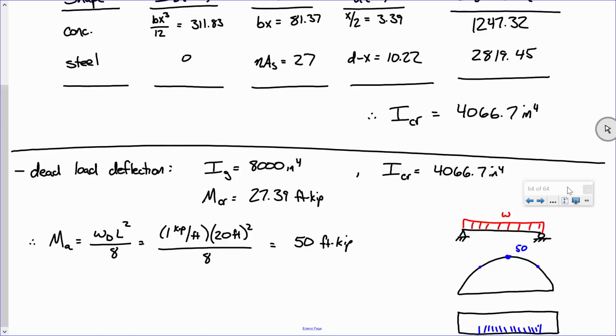Okay. So, we've got all of the ingredients necessary to compute our effective moment of inertia. We have these 2 moments of inertia and these 2 moments. So, can I go on to the next panel? All right, this is, I think it's like 14A.